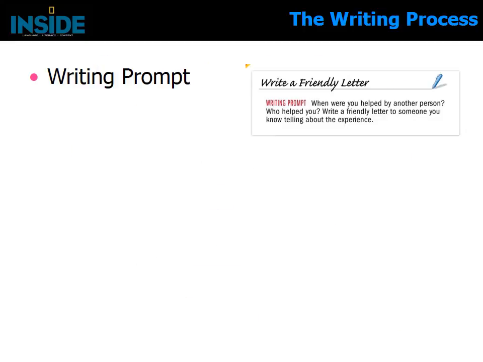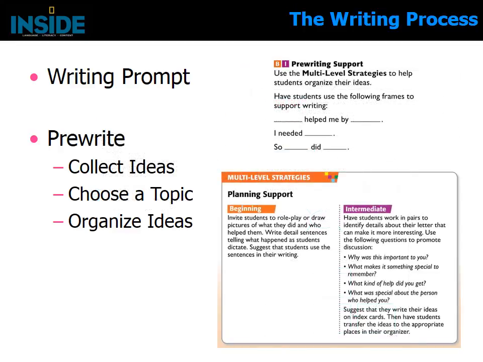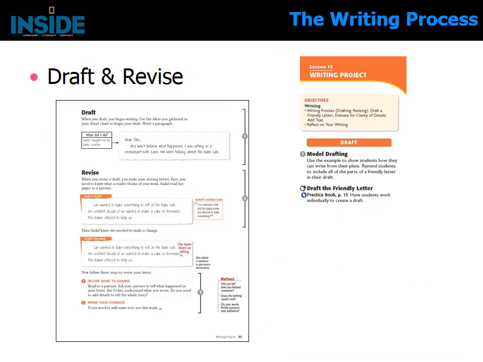As you move through the stages of the writing process, Insight provides many supports for both you and your students, beginning with a student-friendly writing prompt, and the opportunity to analyze the prompt together and make a plan before beginning the piece. Then students pre-write by collecting ideas, choosing a topic, and organizing their ideas. As you can see, multi-level strategies are provided for pre-writing support. And at the end of each stage of the writing process, students reflect on their work.